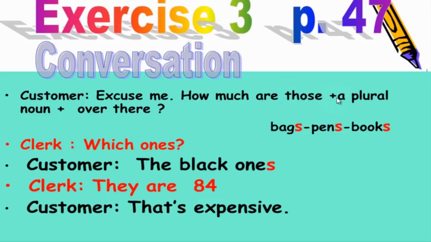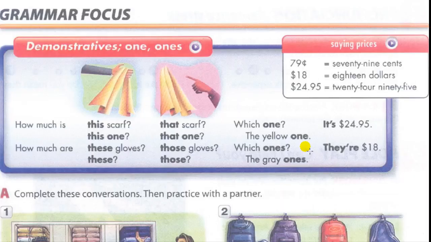How much are those, plus a plural noun. Over there, not here. Bags, pens, boxes. Okay. So here, which ones, with S. The black ones, with S here. There, plural. Plural noun. Because we have here what? Plural noun, the black ones. Bags, pens, boxes. Saying prices.